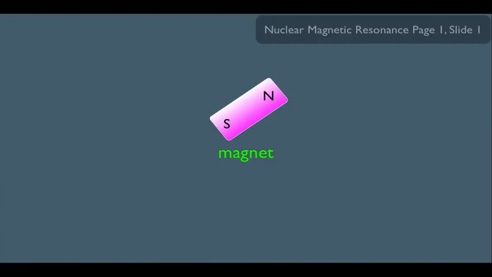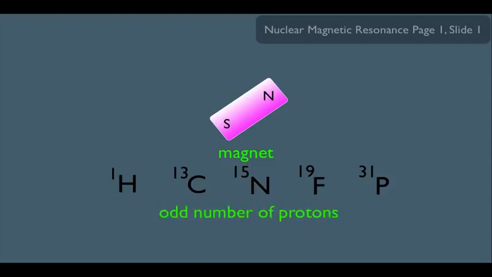But they're not the only atoms that can behave like magnets. Technically, any one of these atoms right here can behave as magnets. The key features are having an odd number of protons, or an odd number of neutrons, or simply both. Any atoms with these characteristics will behave like a magnet.